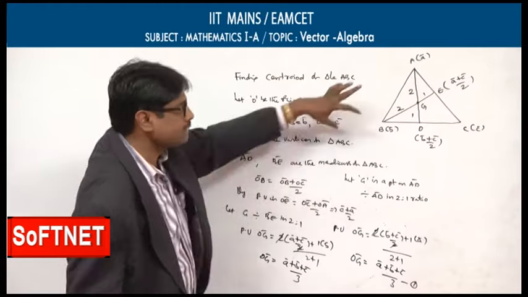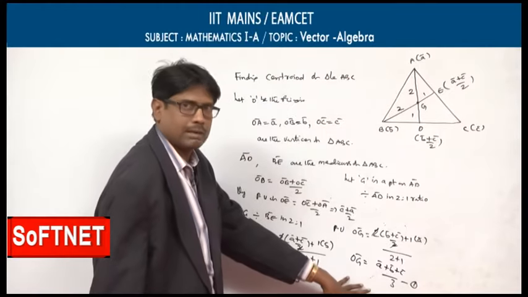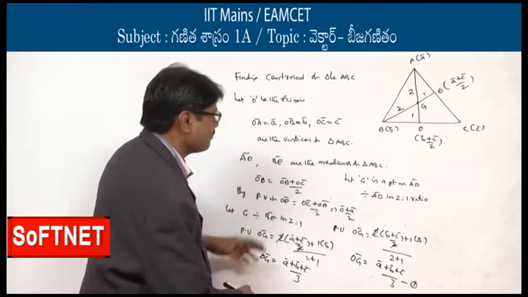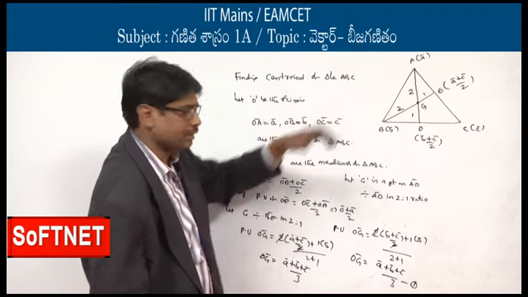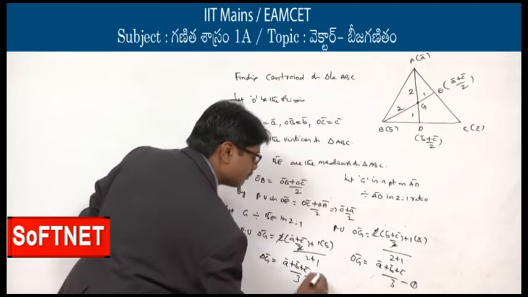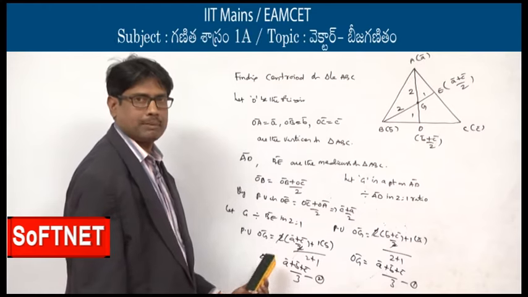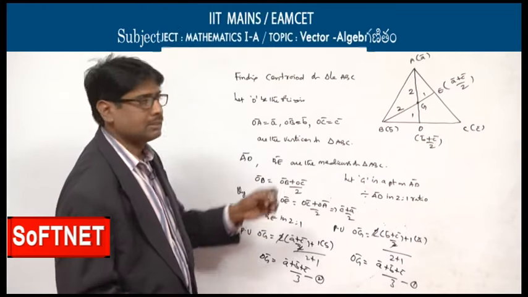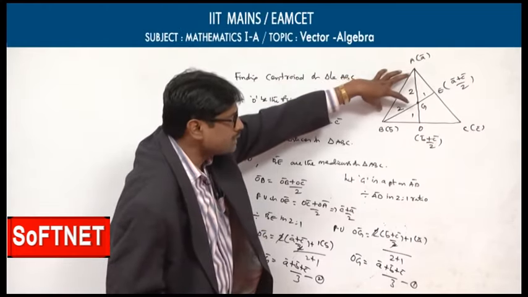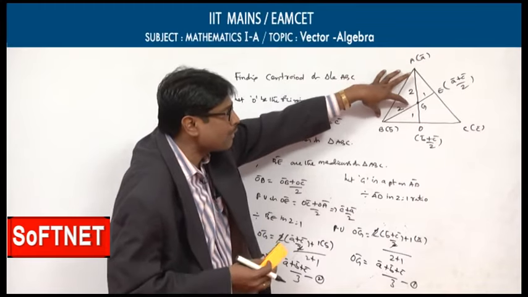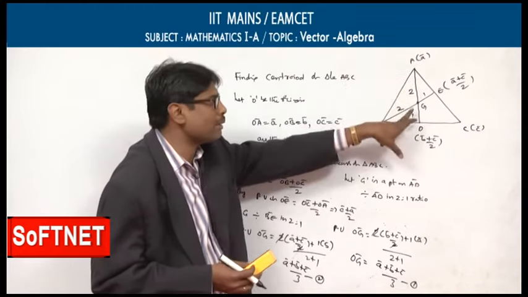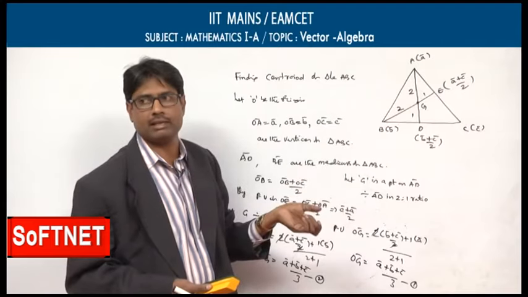We calculated G with respect to AD bar, we got A bar plus B bar plus C bar by 3, and we calculated G with respect to BE, and that also we got A bar plus B bar plus C bar by 3. What does it indicate? The position vector of G is a common point of AD and BE. That common point we call the centroid of the triangle.